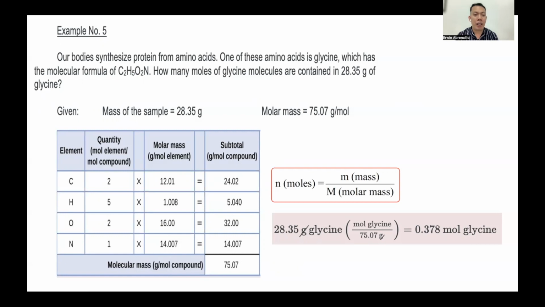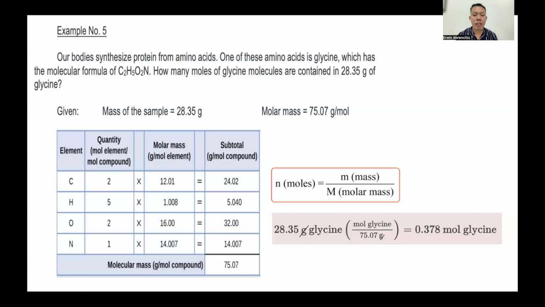So our first step is to write the table in a manner like this, the one that you are seeing on the slide. And then you write the number of atoms for each element. So C is 2, H is 5, O is 2, and N is 1. Then multiply that with the molar mass in gram per mole, so that at the end you are able to get the molar mass or molecular mass. So you have there 75.07 gram per mole. Since you now have the given, you can move on to the other steps.